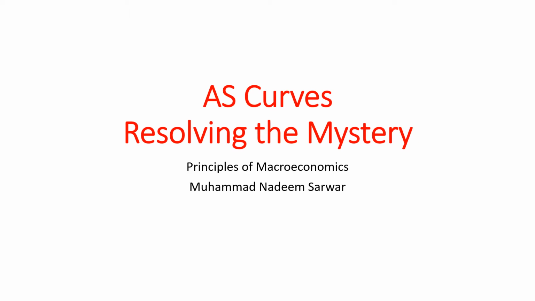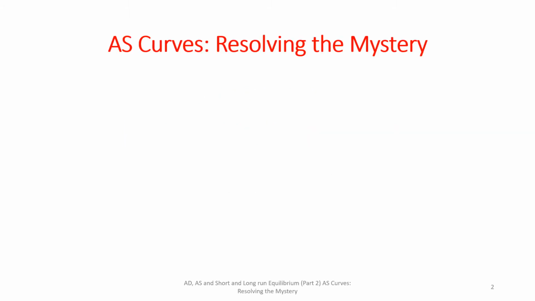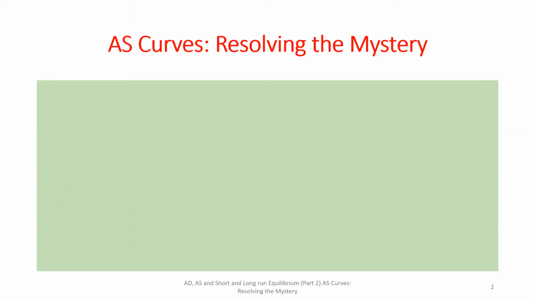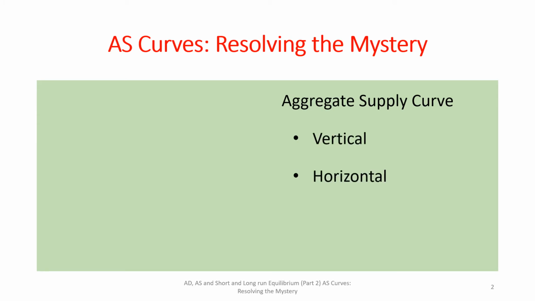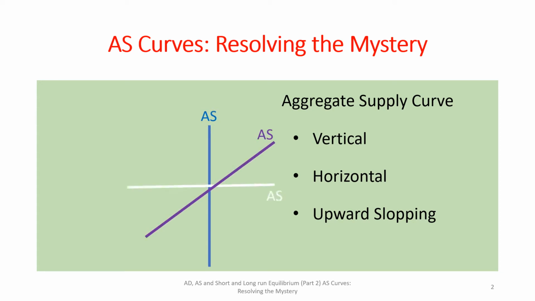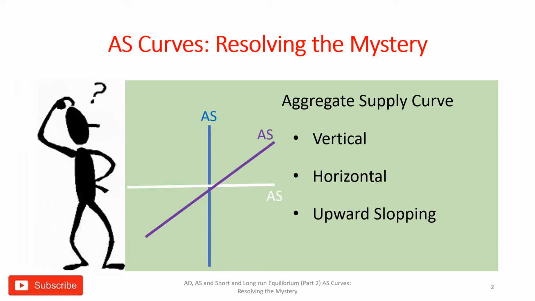Today we shall discuss the aggregate supply curve. We shall discuss the three kinds of aggregate supply curve: the vertical aggregate supply curve, horizontal aggregate supply curve, and the upward sloping aggregate supply curve. We shall discuss what are the assumptions and reasons behind each of these and what they represent.